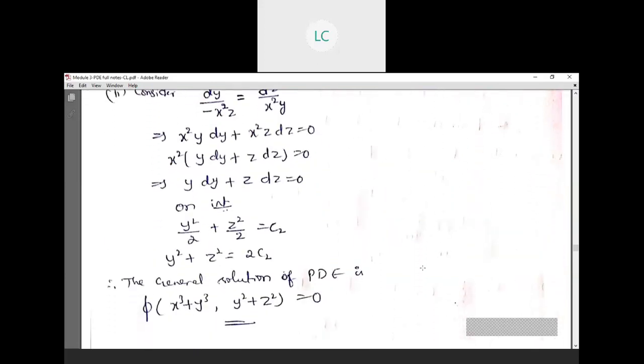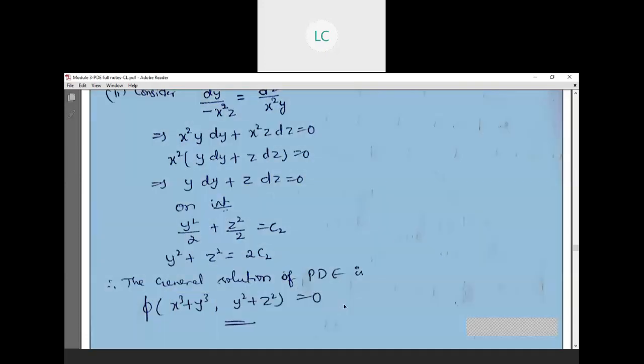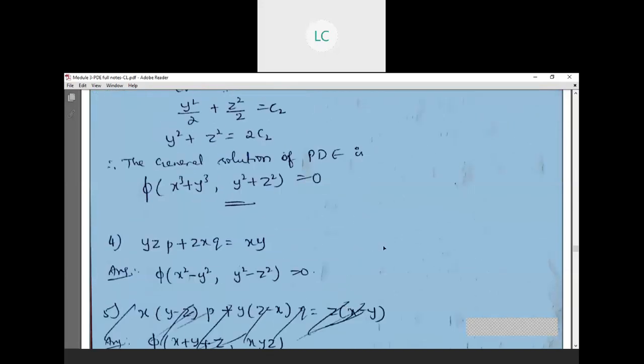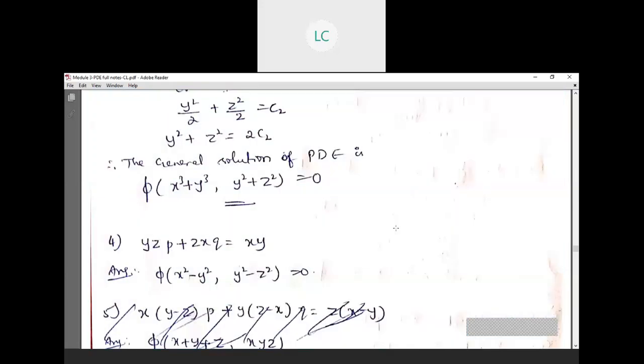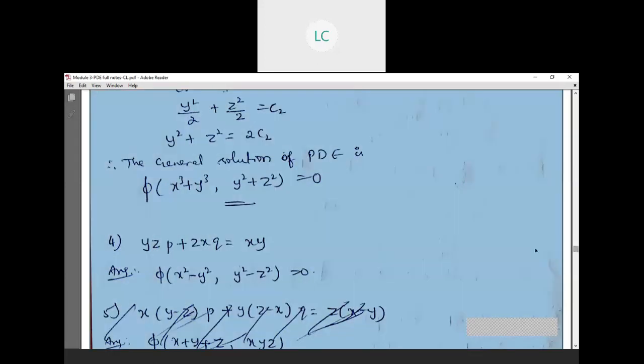If you just integrate it, you will get y square by 2 plus z square by 2 equal to c2. You shift 2 to the RHS, it becomes 2c2. So y square plus z square represents v. So that's why the general solution is phi of u comma v, where u is x cube plus y cube, v is y square plus z square, equal to 0. This is the required solution. Similarly, the fourth problem also we can solve.